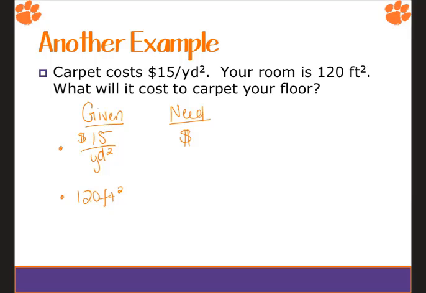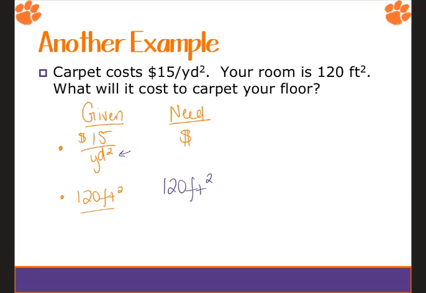All right, so if I'm given more than one thing, I always start with the least complicated thing, so the one that's not a fraction if I can. So I'm going to start with my 120 feet squared. All right, so I have feet squared. I look at the conversion factor that they gave me in the problem, and I have yards squared. So I know that's not going to work.